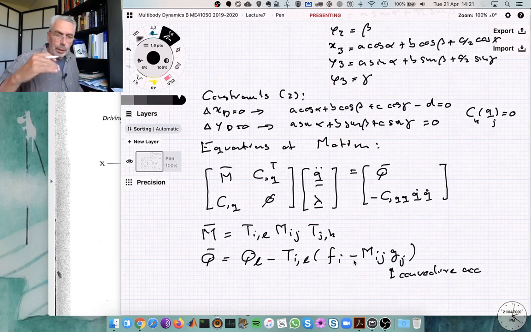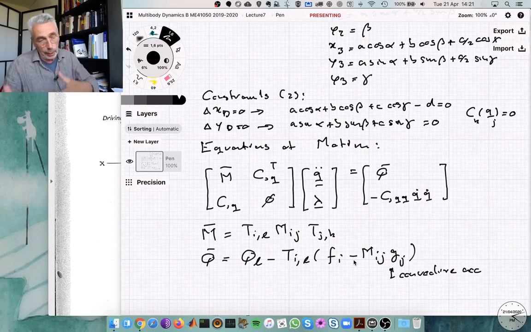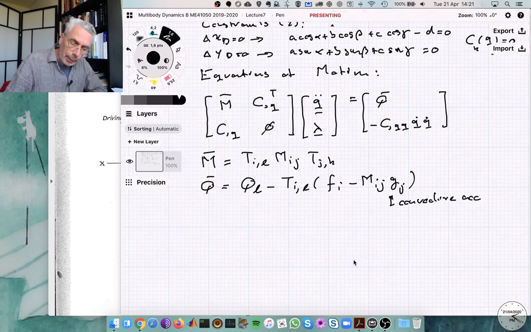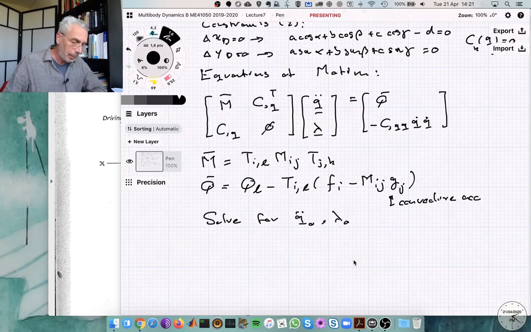Okay, so divide and conquer. We cut the system, we open it up, we have more generalized coordinates, so we add two constraints, then we formulate our equation of motion, and then from the equation of motion we can solve for Q double dot in a position and lambda in a position.